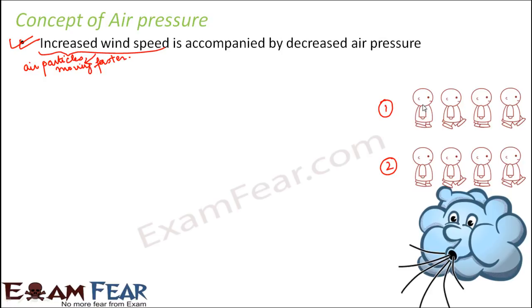So basically when they are moving slowly, they are going to exert more pressure, so the air pressure is going to be more. But when they are moving very fast, they hardly have any time, and therefore they will exert little air pressure.